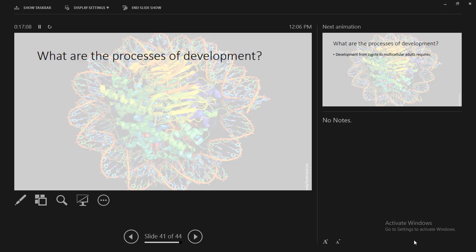What are the processes of development? Well, for a multicellular organism, you begin life as a zygote, and your process of development will continue until you reach adulthood, which is defined as development is done. Okay? You have reached adulthood when development is done. Development has finished its process. So it requires several things.